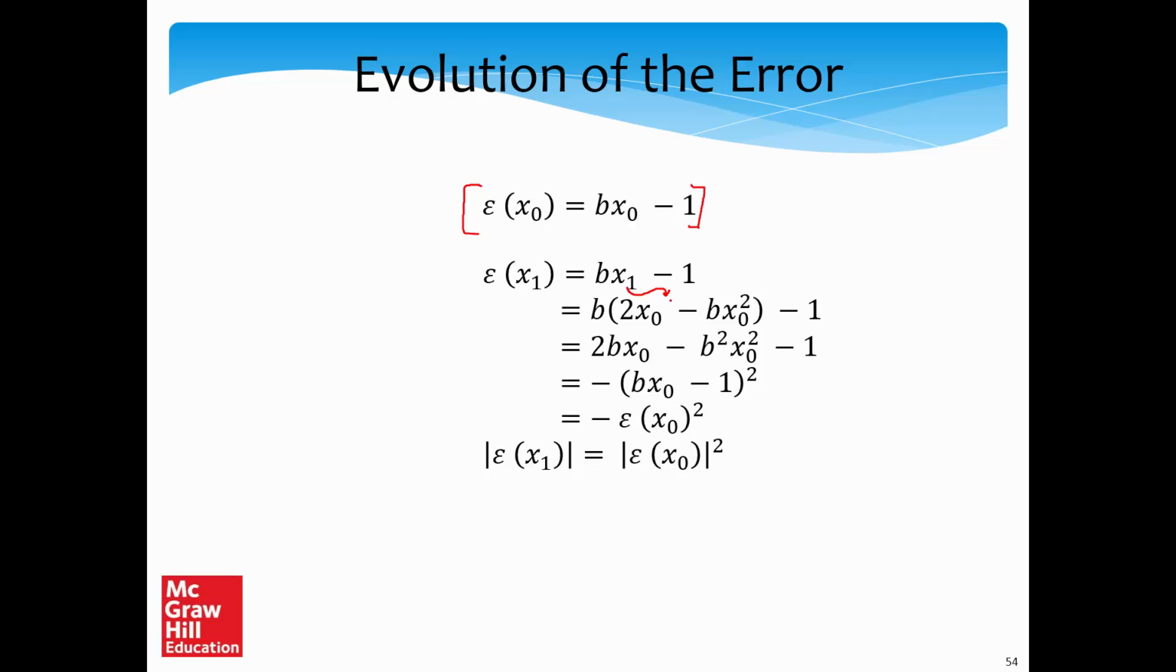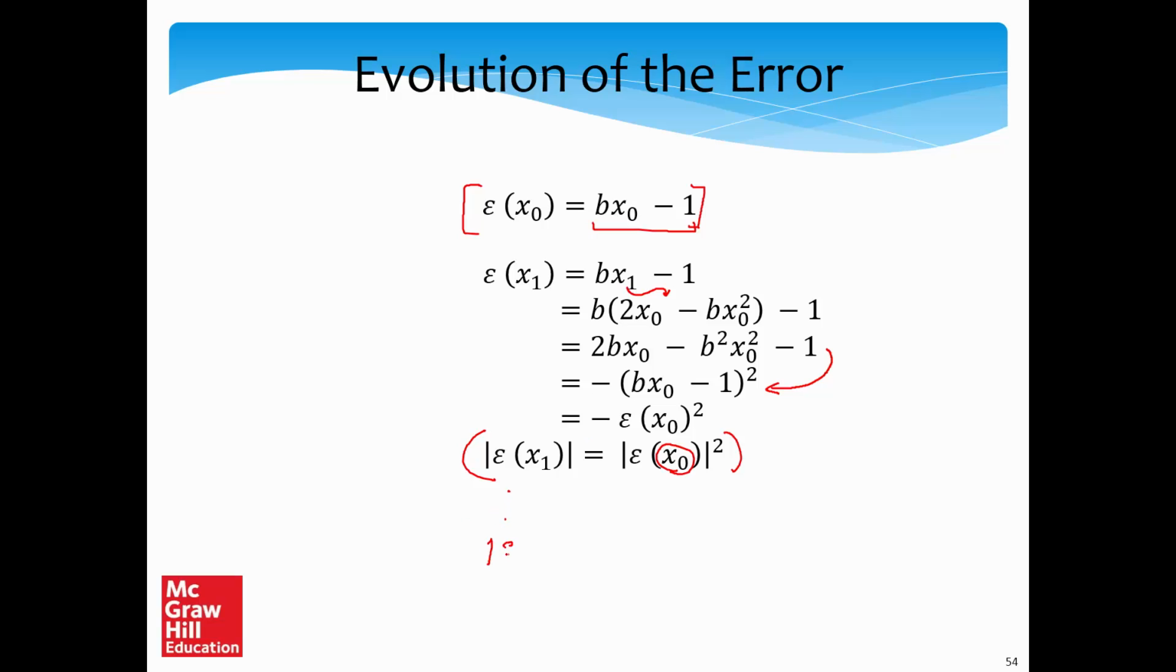So bx1 minus 1 is b times 2x0 minus bx0 whole square minus 1. We do a little bit of algebraic manipulations till we come to this result. So the error is minus of (bx0 minus 1) square, and bx0 minus 1 is the error of x0. So this will become minus of error of x0 square. So we can alternatively say that the error at point x1, its absolute value is equal to the square of the absolute value of the error at x0. Similarly, we can extend this argument.